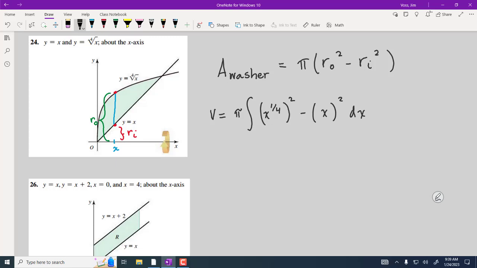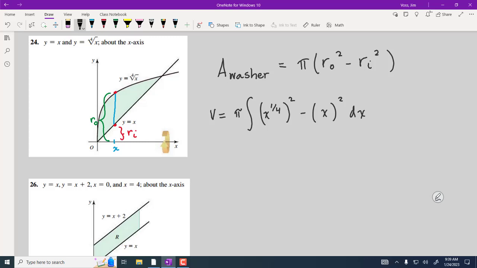Well, so what if you don't have a graph? Like, how would you find out which one's the outer and the inner? So it's always going to be, with all of these, really helpful to sketch the graph, because it's not always obvious what's the outer and what's the inner, or what's the right and what's the left. So you want to be able to sketch a graph. 90% of the time you can sketch a graph.